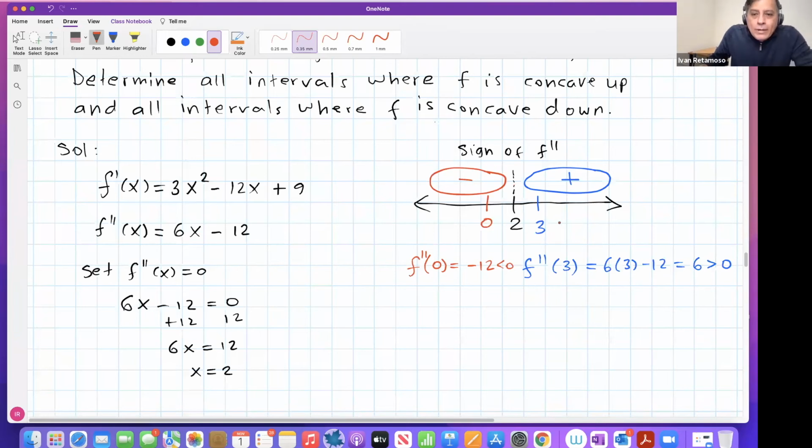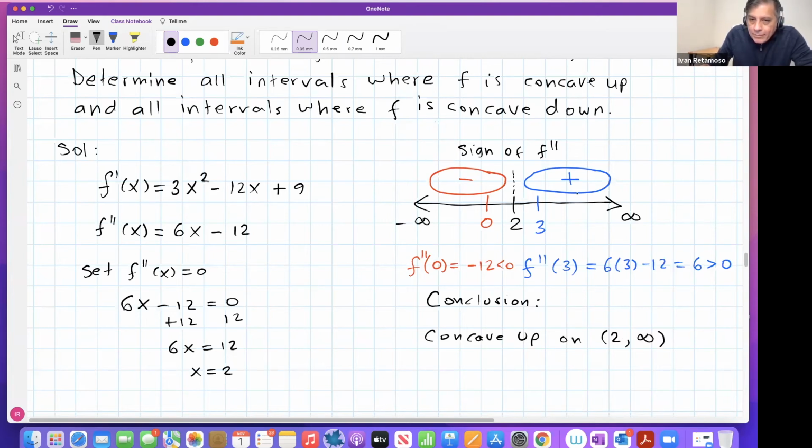So concave up here from 2 to infinity, concave down from negative infinity to 2. As simple as that, guys. So conclusion, the concavity report will say concave up on (2, infinity). Here, concave up, like the mouth of a happy face. And here, the mouth of the frown face. Concave down on negative infinity up to 2. Excellent.